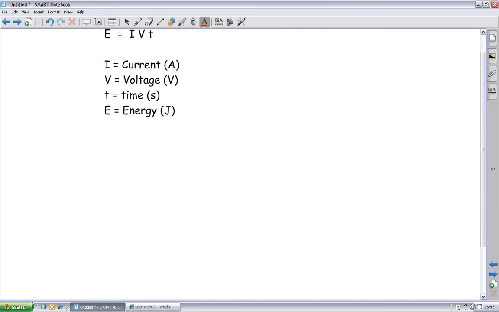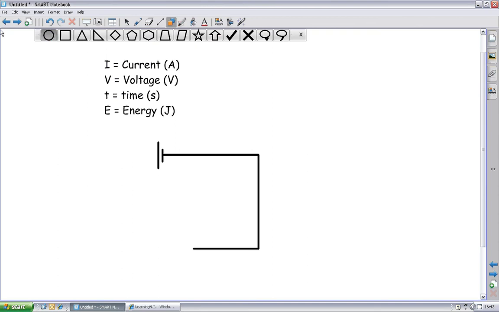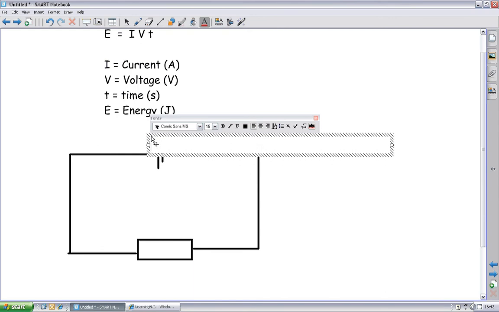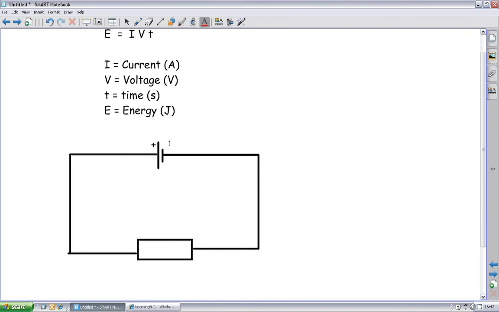So for example, let's build ourselves a nice little simple test circuit. I've got a cell there. That's a cell, not a battery, because it's only got one big line and one small line. You become a battery when you've got a group of two of those. Let's go for a resistor. Why change the habit of a lifetime? So I've got a resistor, and let's be properly nerdy and put in the polarity of my battery. That side's plus and that side is negative.